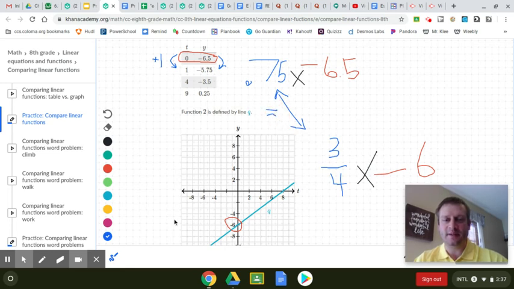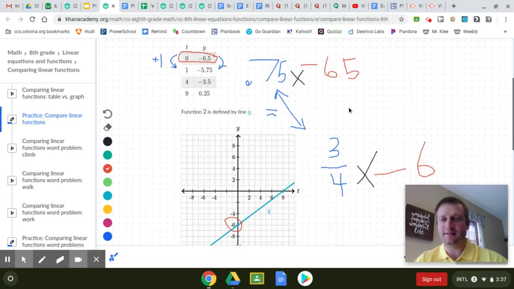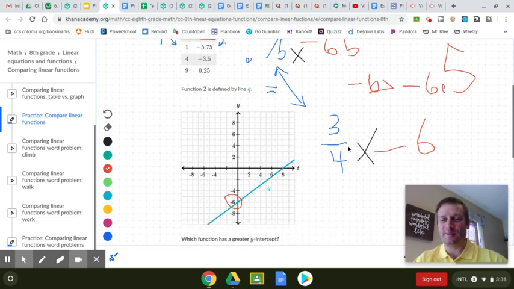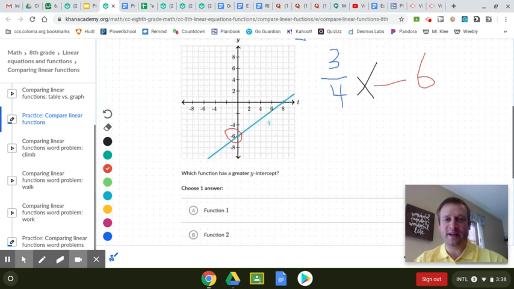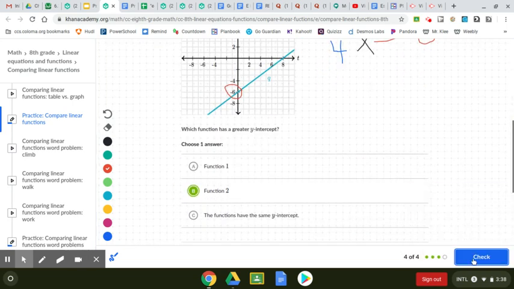The y-intercepts, the y when x is 0, right now, which one is greater? -6 on a number line, -6 is below 0, but it is greater than -6.5. And again, drawing with the Khan Academy tools is not the easiest thing, so it ends up a little bit sloppy. But what has the greater y-intercept? Function 2.